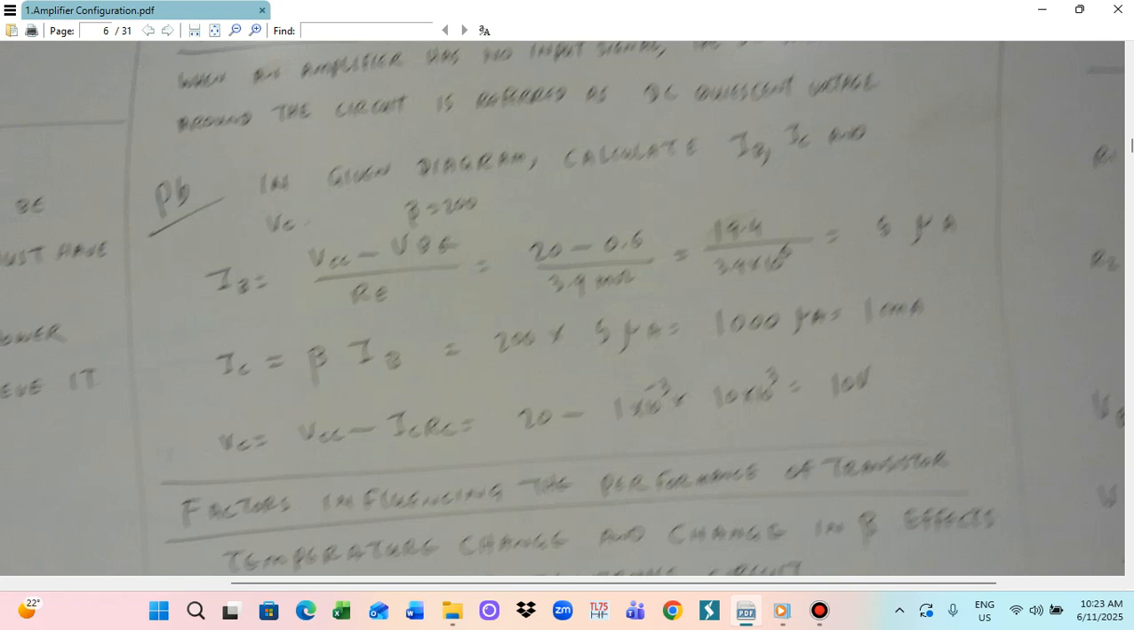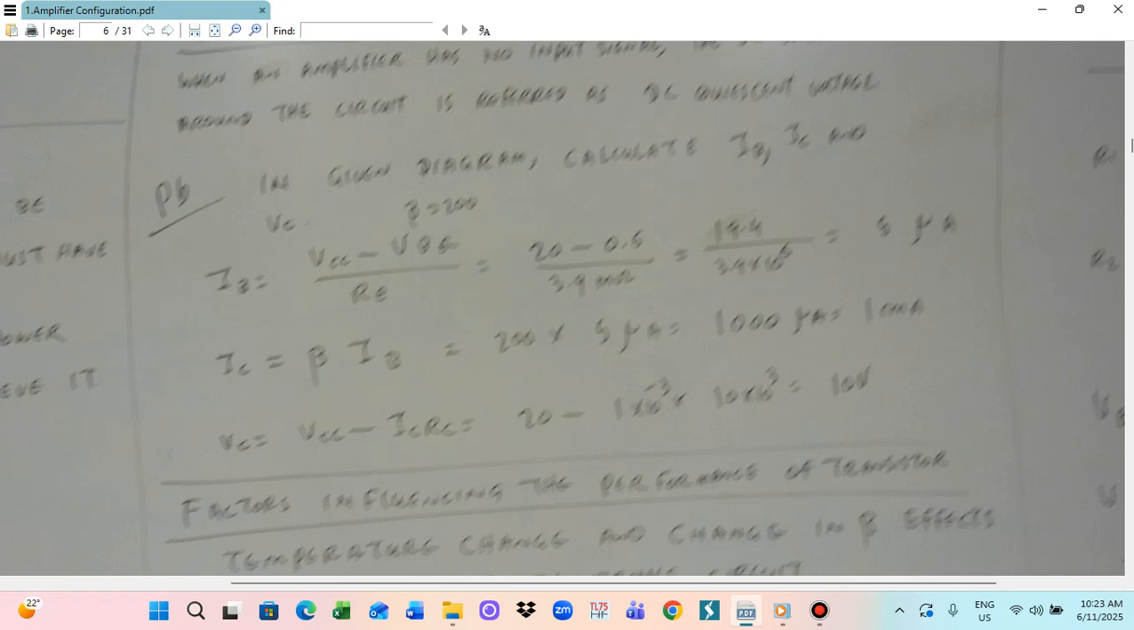So this is the IB. IC can also be calculated. The formula is beta IB. IC is beta IB. In this case, beta is already given as 200. So we substitute beta is 200 multiplied by IB, 5 microampere. So this is 1000 microampere or 1 milliampere.